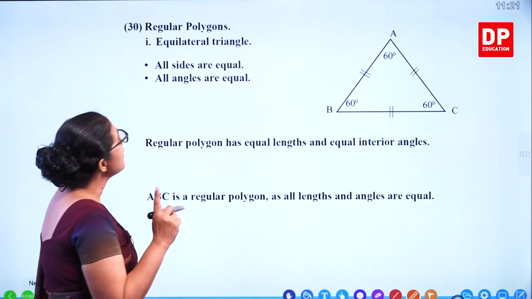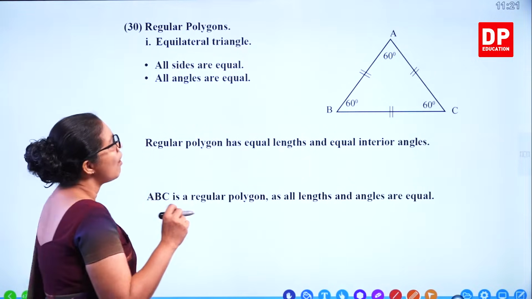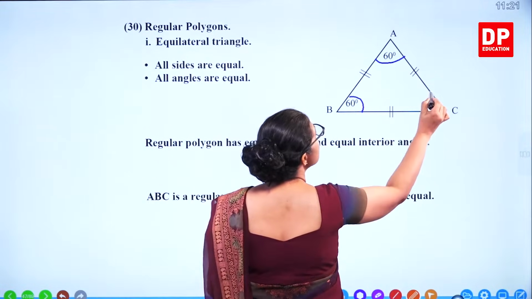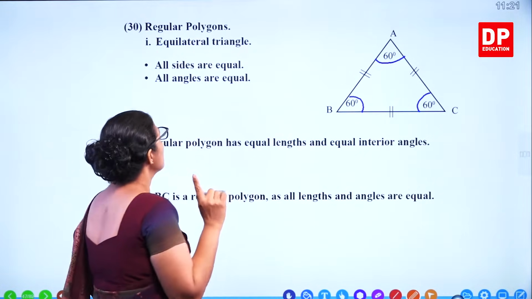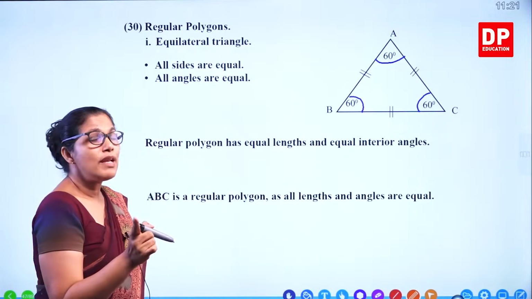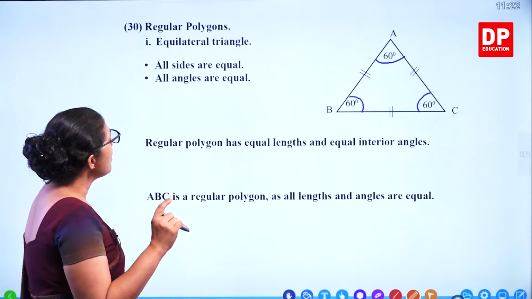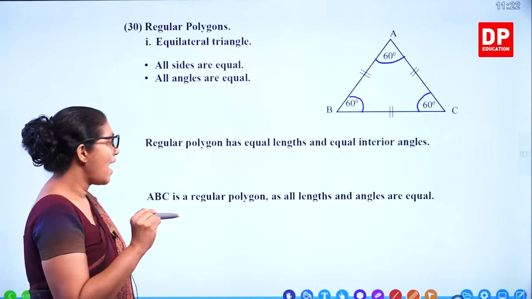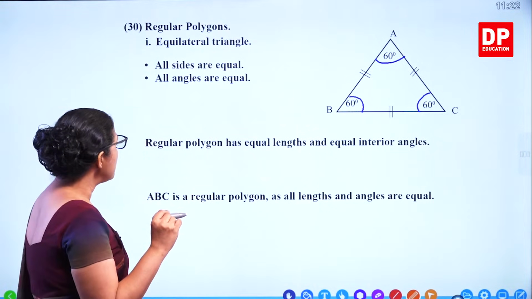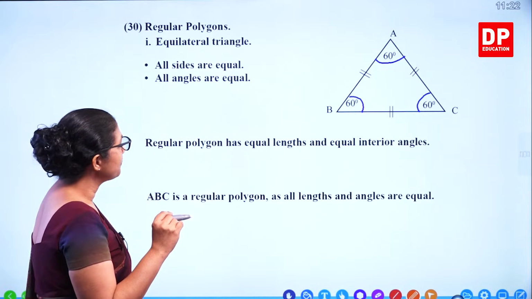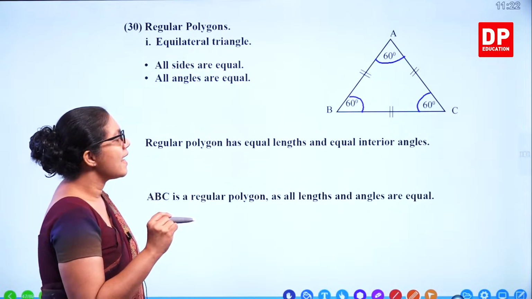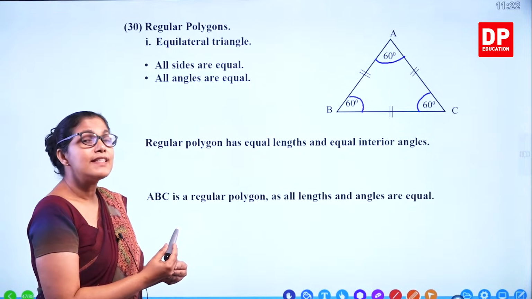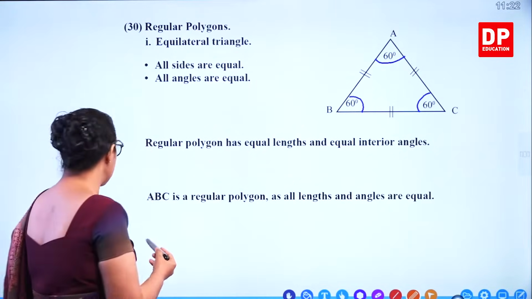Take a look at an equilateral triangle. All sides are equal and all these angles are 60 degrees each. So this is a regular polygon. A regular polygon has equal lengths and equal interior angles. So ABC is a regular polygon as all lengths and angles are equal. So an equilateral triangle is a regular polygon.